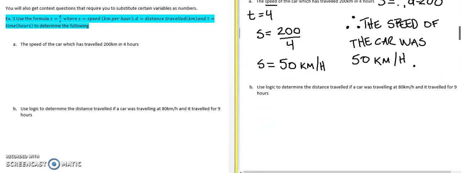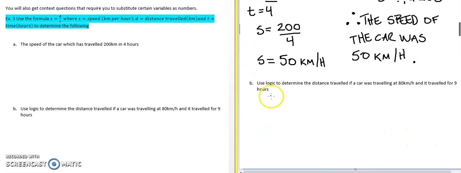The last example, and hopefully I have enough time, we've got about 2 minutes left for this recording. Use logic to determine the distance traveled if a car was traveling at 80 kilometers per hour and it traveled for 9 hours. In this case, the speed has been given to us as 80 kilometers per hour, so the speed is equal to 80. The distance, well, we're trying to find out what the distance is because the question says determine the distance, so D we don't know. And it traveled for 9 hours, so our time measured in hours is just 9.